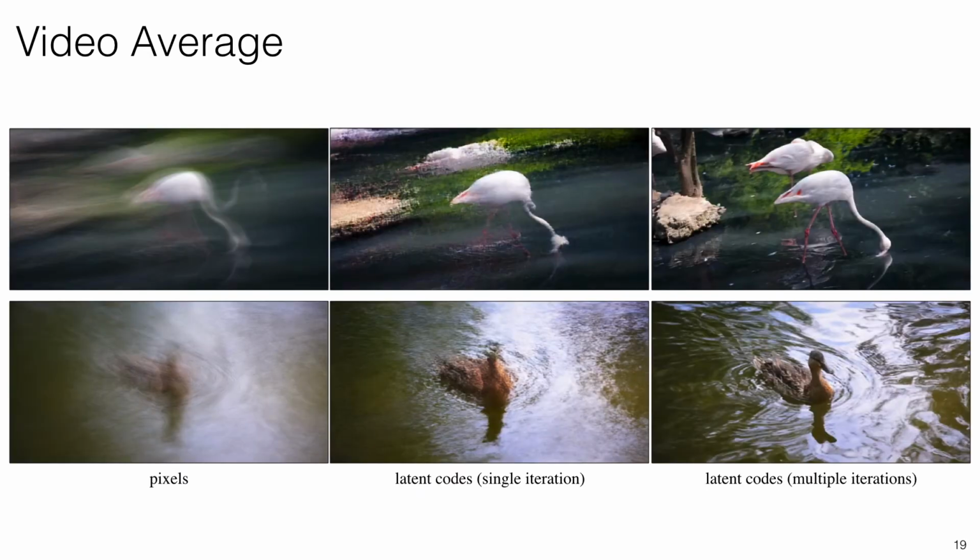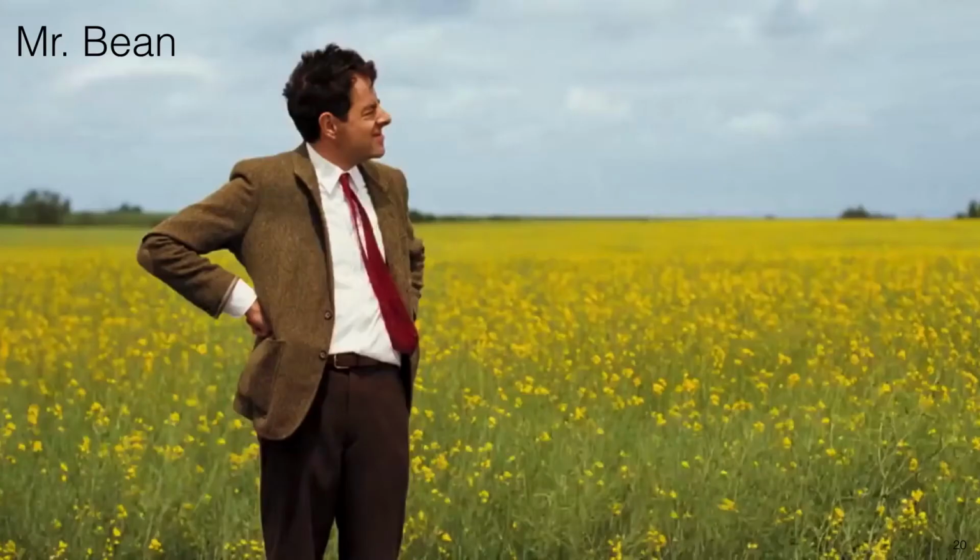We contrast between average images computed by per pixel mean, average of latent codes, and sharpening the outputs using the iterative reprojection property. We use this property to explore larger videos. Here we have an 11 minutes long video of Mr. Bean.